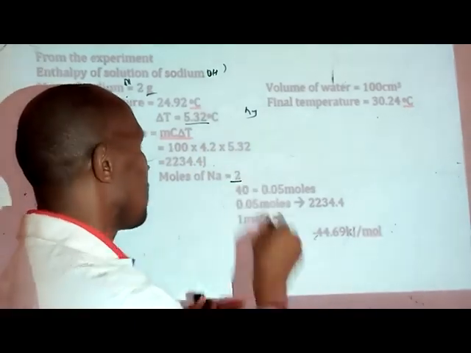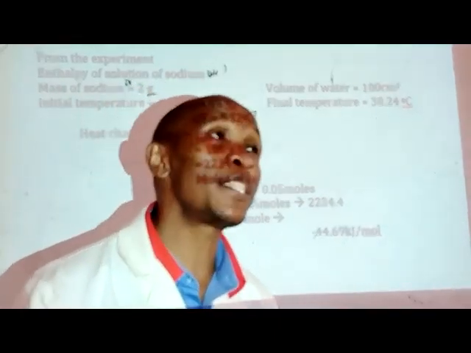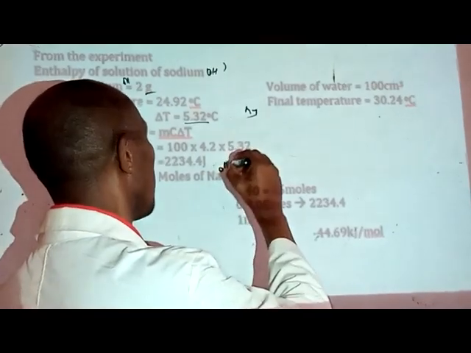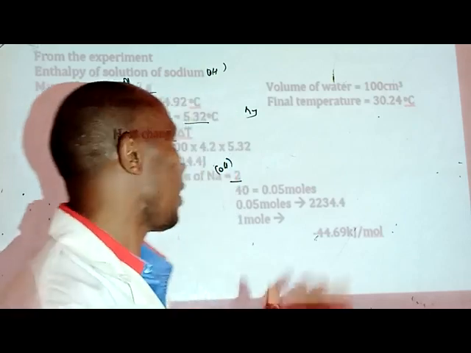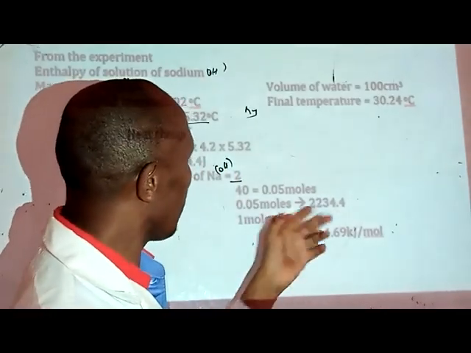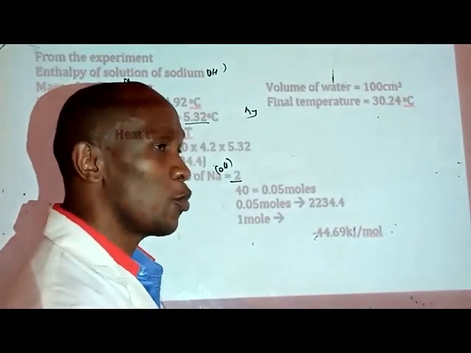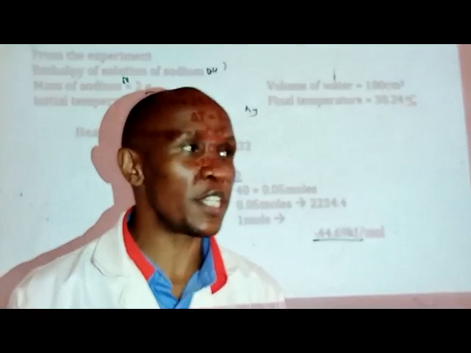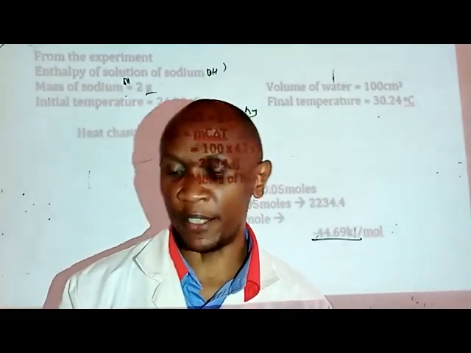So the moles of sodium hydroxide are of course 2 over 40, the mass over the relative formula mass, which comes to 0.05. So the 0.05 moles is what is producing the amount of energy. So what about 1 mole? That is what I get, negative 44.69. That is the dissolving of the sodium hydroxide.